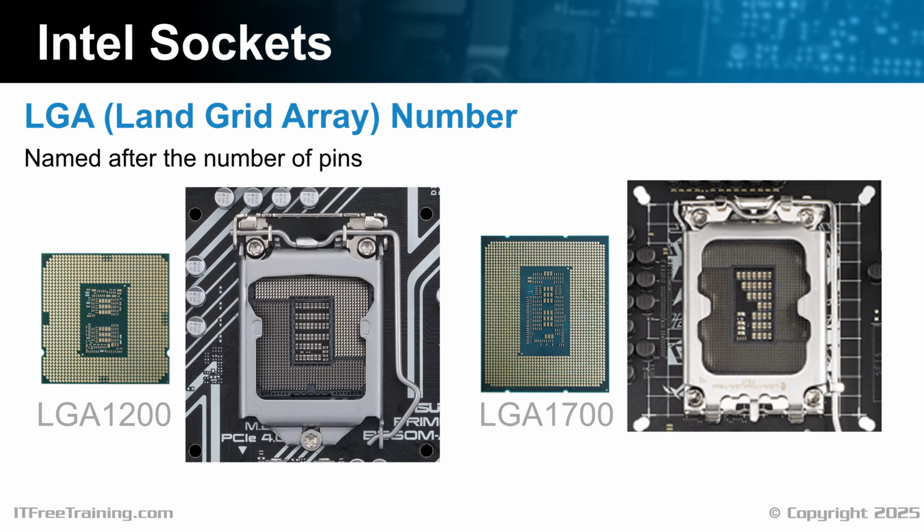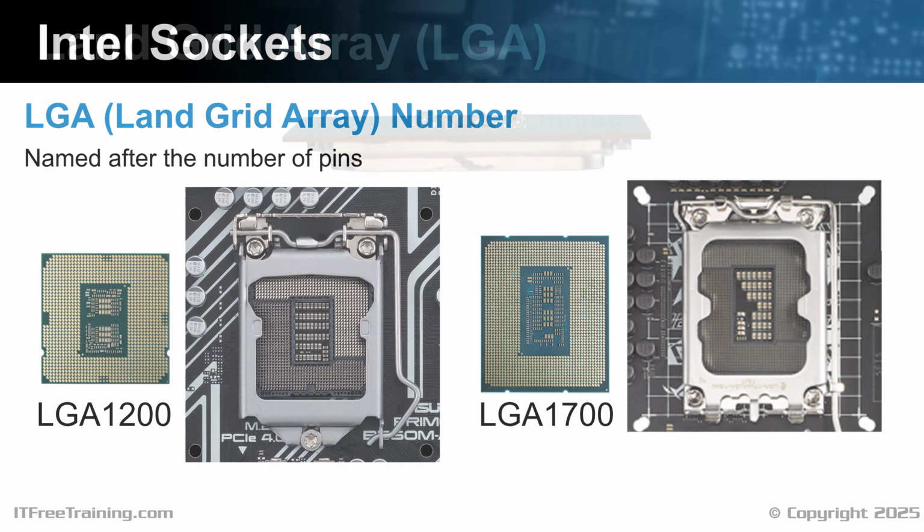Following LGA is a number, which is the number of pins in the socket the CPU will connect to. CPUs with more connections or more pins mean more circuits to transfer data to and from. This generally translates to more lanes and larger data buses. I say connections in the case of Intel as the pins are on the socket of the motherboard. Let's have a closer look.